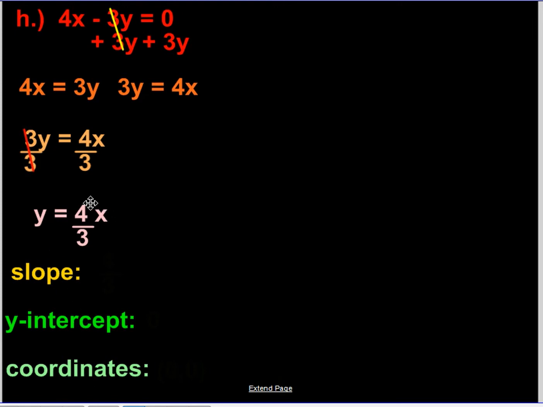So the slope, again, is what's next to the x, so it's 4/3. The y-intercept, in this case we don't have one, so it's 0, and the coordinates of that would be 0, 0.